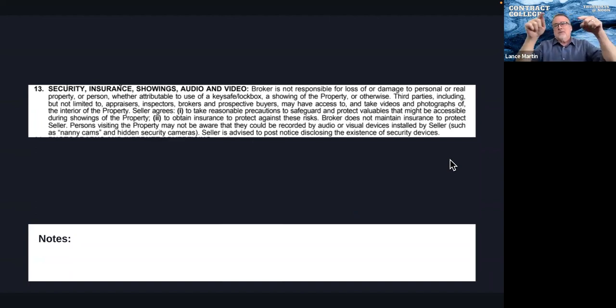The main paragraph that this is referring to is not so much what we're referring to. This is, hey, keep your insurance in place. Understand that you're going to have people in your property. Understand that things potentially could walk away. It very, very rarely happens, but again, it does. And here, kind of to your point, Javier, the seller is advised to post notice disclosing the existence of the cameras.